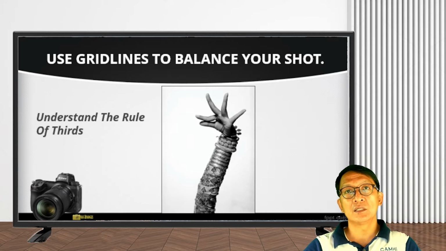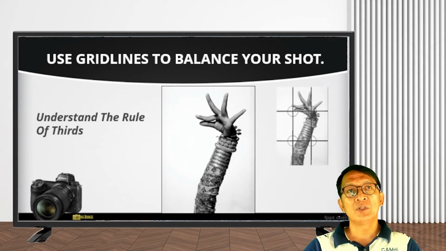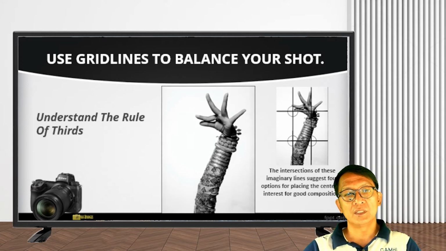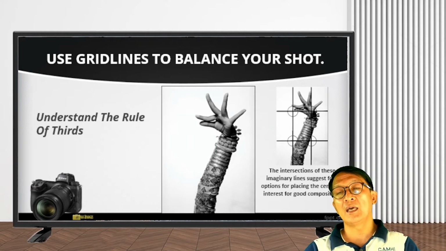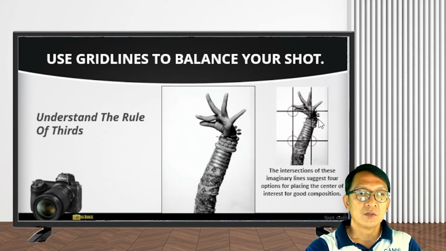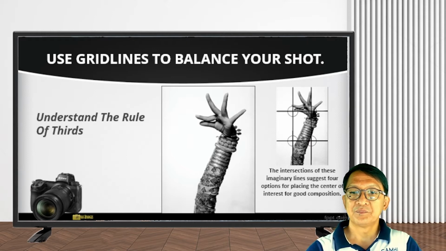You should understand the rule of thirds. Ayan. So, ano ba yung rule of thirds? Okay? So, it is the most basic rules. It is all about dividing your shot into 9 equal sections by a set of vertical and horizontal lines. So, makikita nyo dito sa example, the intersection of these imaginary lines suggests 4 options for placing the center of interest for good composition. Yan.